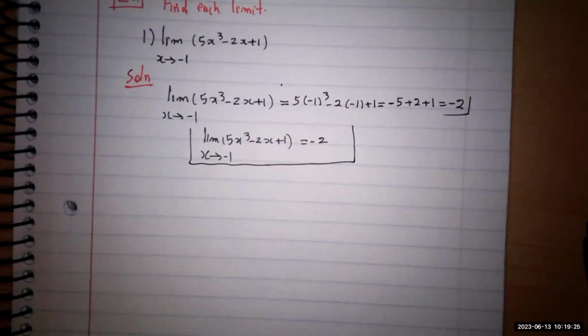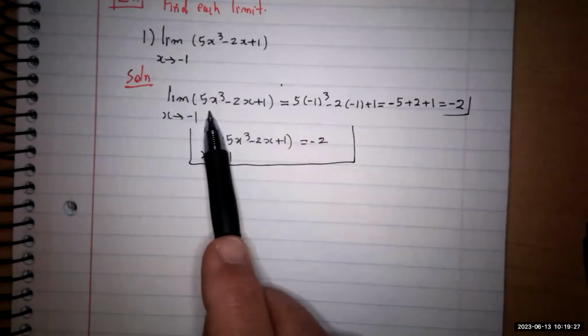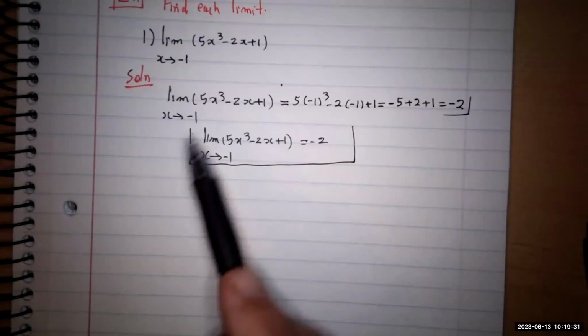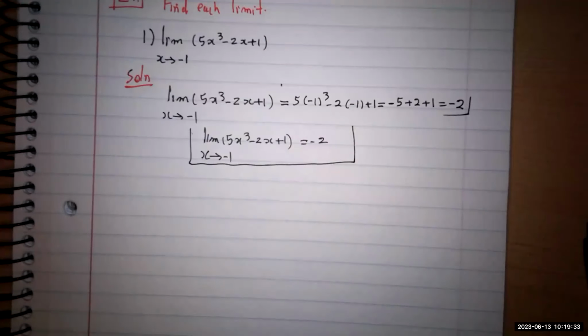Don't break it into parts. I've seen some people break this one into the limit of 5x cubed, minus the limit of 2x, plus the limit of 1. Those are preliminary steps that we do by applying those theorems step by step. But now we know it: when you get a polynomial, use direct substitution and you're done. Don't make it complicated. Any question? That's your first category.